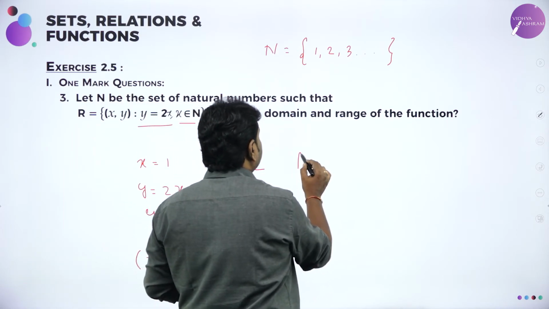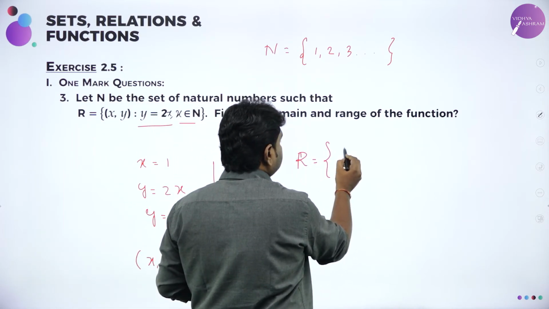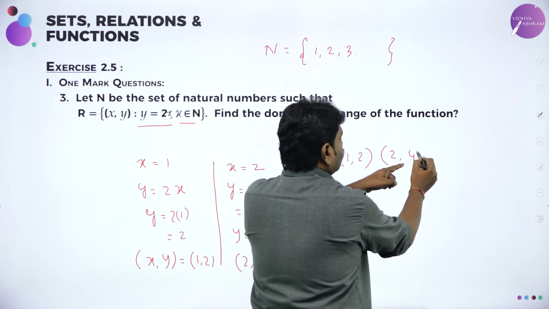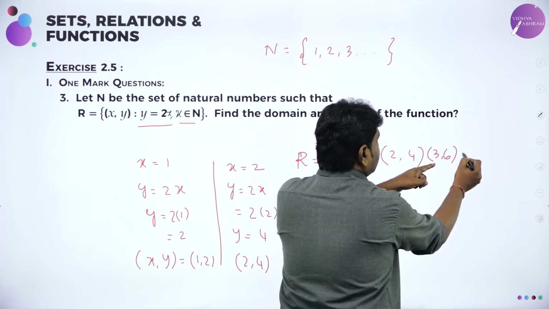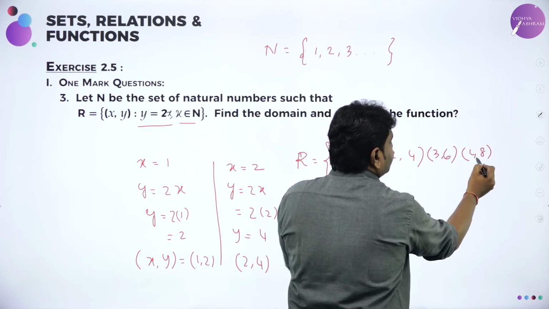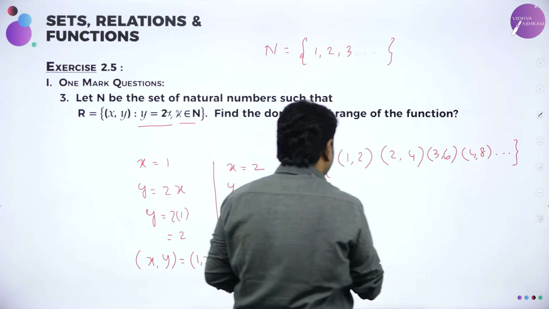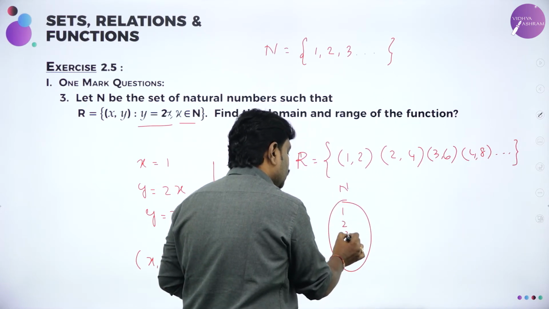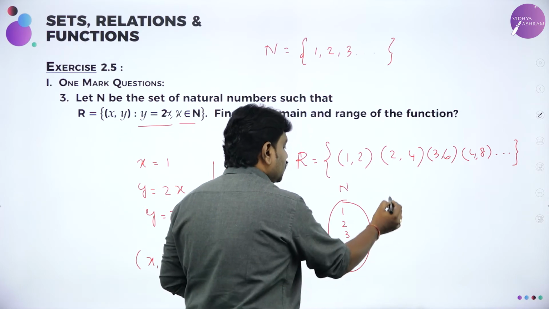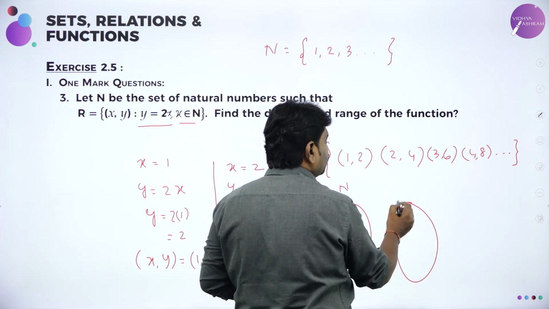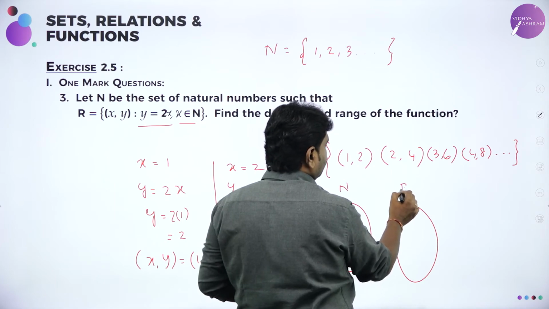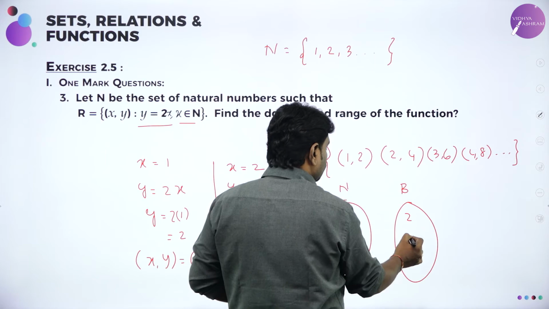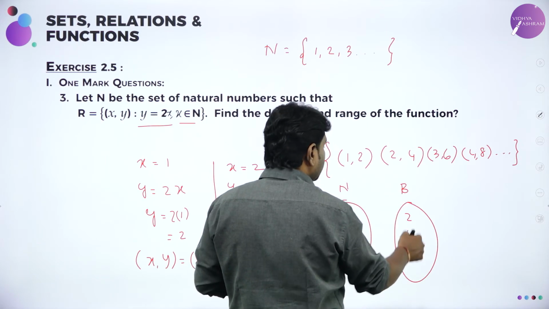So now I'll write the set. 1 maps to 2, 2 maps to 4 since 2 2s are 4. If I take 3, 3 2s are 6. If I take 4, 4 2s are 8. My dear students, if I draw an arrow diagram, this domain is natural numbers. What are natural numbers? 1, 2, 3, 4, and so on, dot dot dot. And the codomain is the set of even numbers. I'll call it B. B is the set of even numbers. So now 2, 4 are the images.